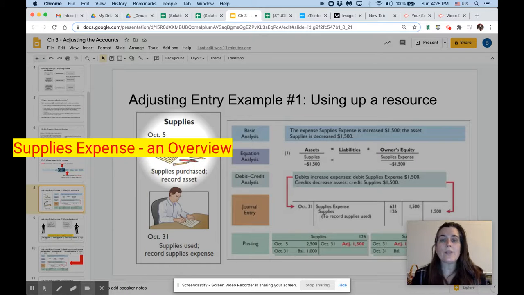Hey everybody, let's take a look at supplies expense. This is one type of adjusting entry. We're going to see this with Natalie and Cookies Creations. So this is similar to the pizzeria owner.